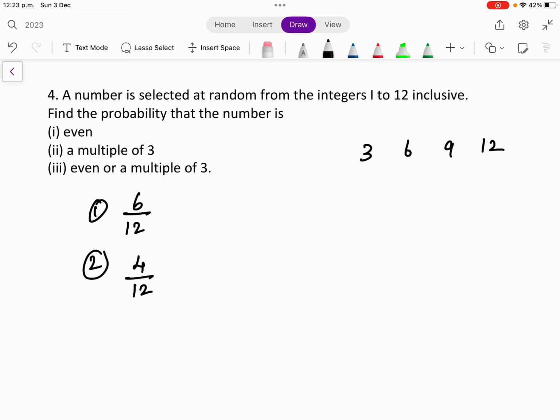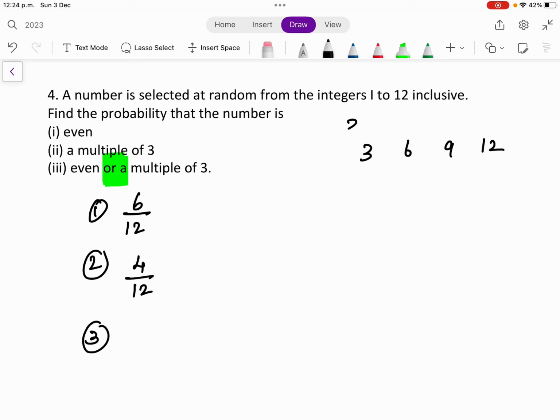And then the third one, even or a multiple of 3. As soon as you see 'or', you have to think whether it is a mutually exclusive event or not. Whenever you think about this one, even or a multiple of 3, they can happen together.